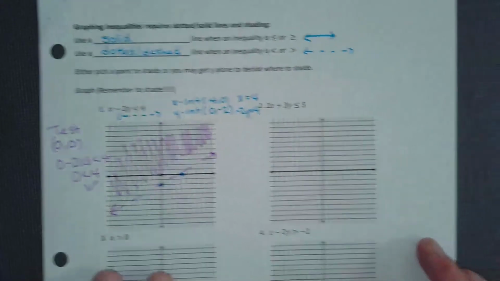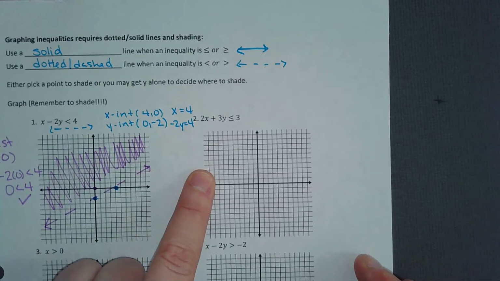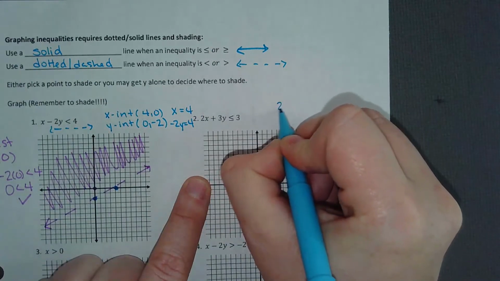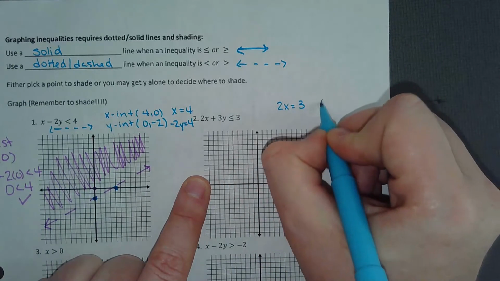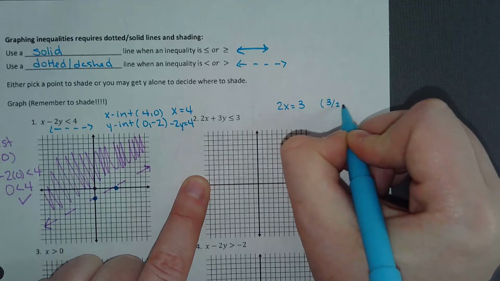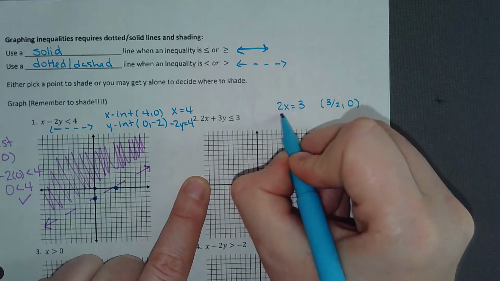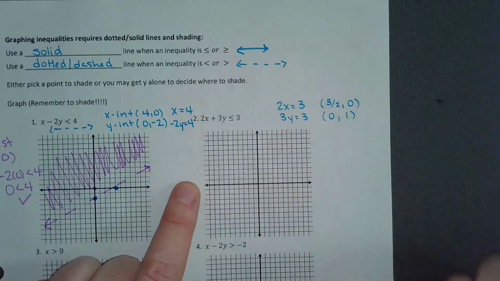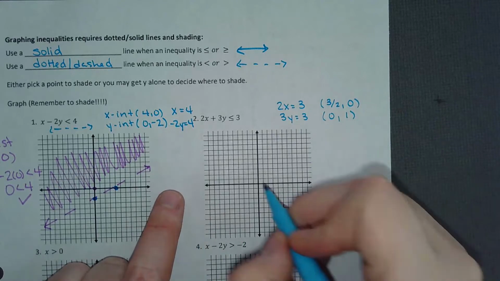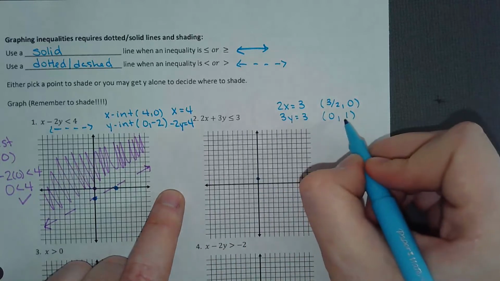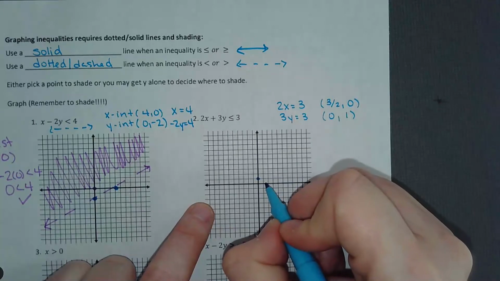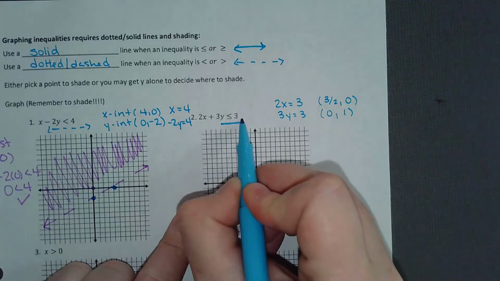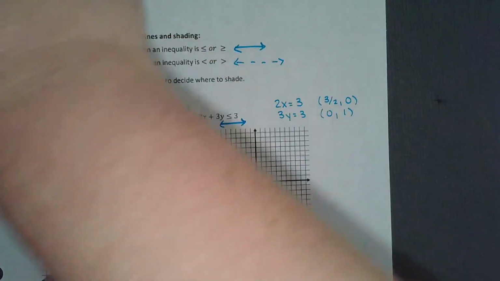Okay. Next one. Here, x-intercept, y-intercept. 2x equals 3 gives me the point (3/2, 0). 3y equals 3 gives me the point (0, 1). So (0, 1) is here, and (1.5, 0) is right here. And because this is equal to, I'm going to graph a solid line.